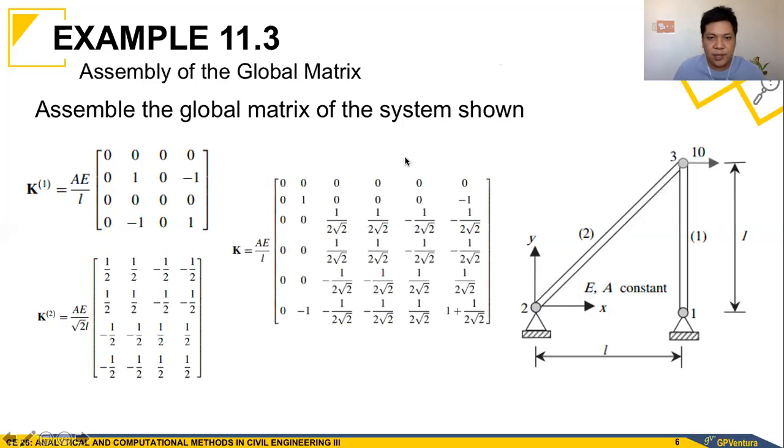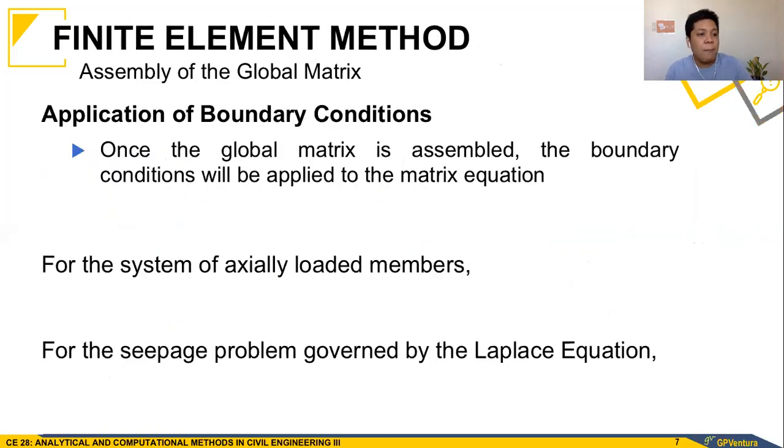Okay, so this is the answers as projected in the slide. So we got the same answers as what we have solved. Okay? So that is how to assemble the global stiffness matrix. Now that we have the global stiffness matrix, we can now apply our boundary conditions in order for us to solve the problem. And in our case, the boundary conditions will come from our general equation that we have been dealing with actually loaded members.